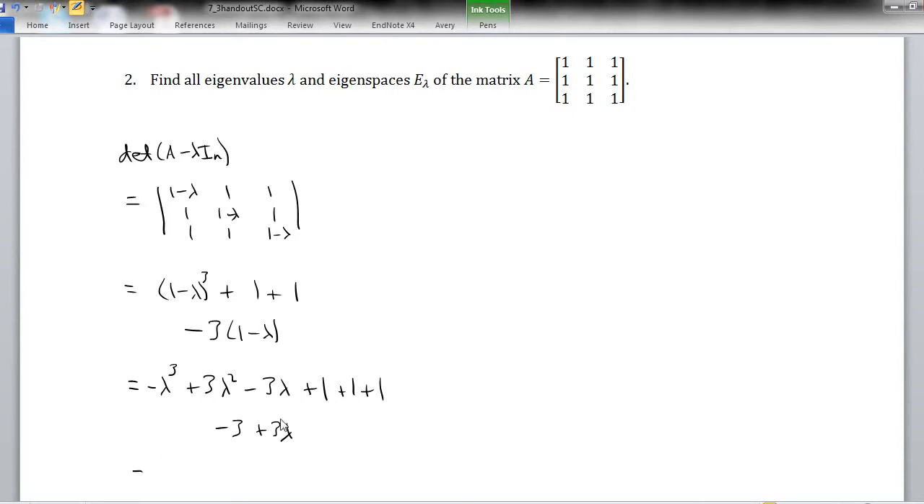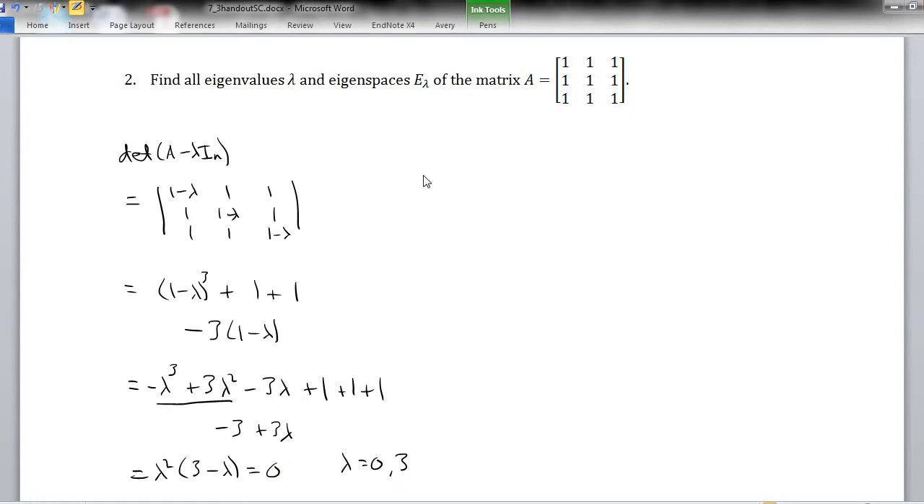And well, plus 3 minus 3 and minus 3 lambda plus 3 lambda, the only thing left is these first two terms. And we could factor out a lambda squared there. And if we do, what's left over is just 3 minus lambda. And so if we want to find the roots of this, then we are going to get lambda equals 0 or 3. Okay, so those are the two eigenvalues of this matrix.